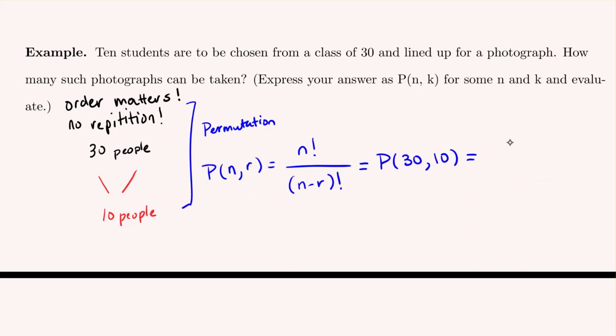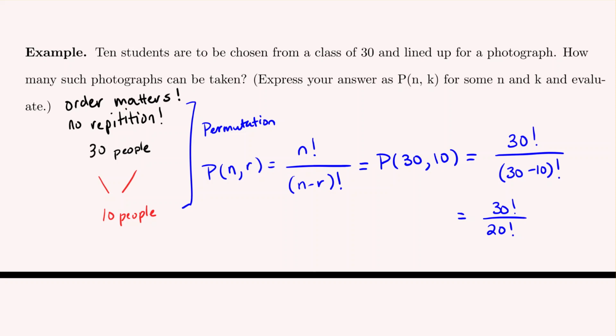So the formula says it should be the total number first, 30 factorial, over, now I do parentheses, 30 minus 10, close parentheses, must have the parentheses, factorial. Now 30 minus 10 is actually 20, so this is 30 factorial over 20 factorial. Now I could write out what 30 factorial is. I'm going to say it briefly.